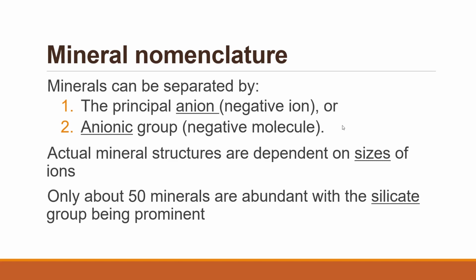So when we talk about the names of minerals, minerals will be separated by their principal anion, so the negative ion, or anionic group, so the negative molecule. So the mineral structures are going to depend on the sizes of these ions. Only about 50 minerals are abundant, and the silicate group is going to be the most prominent of those. Silicate is where you have the silicate anion group, so that is that silicon tetrahedron where you have one silicon with 4 oxygen around it. We'll talk about them last.